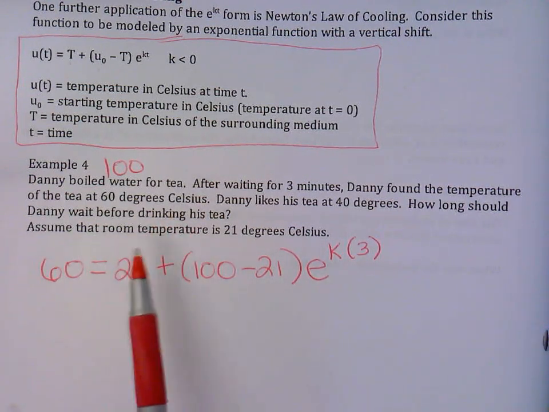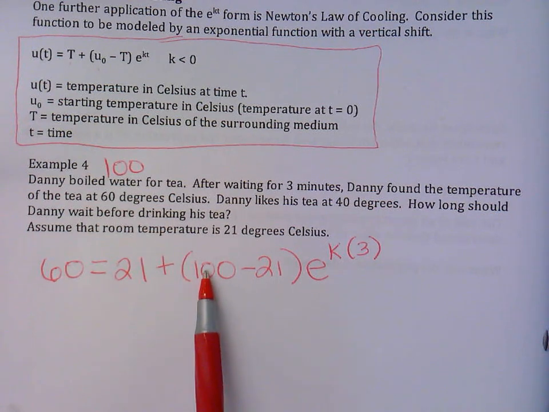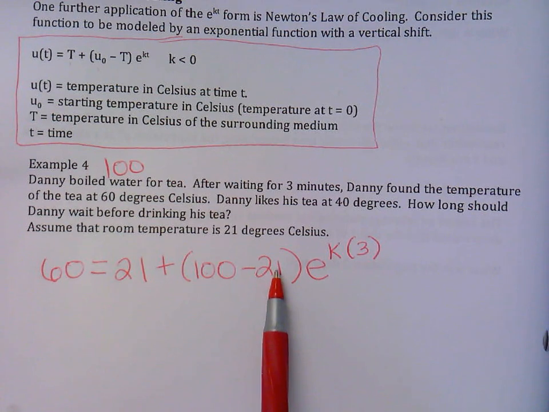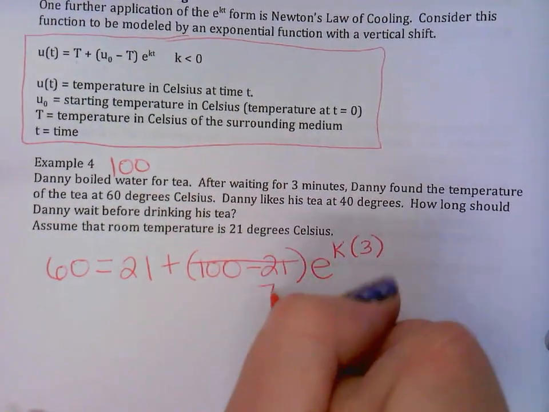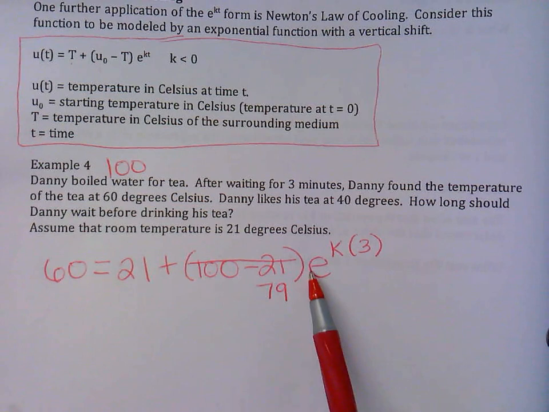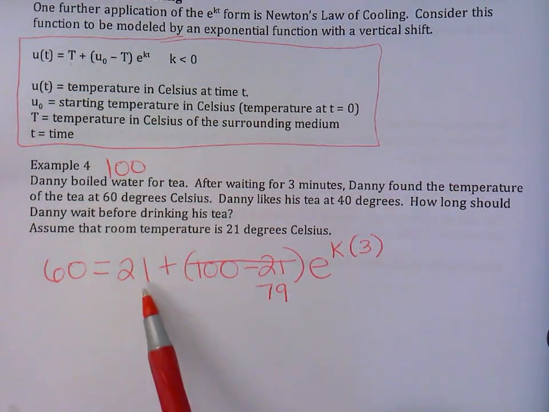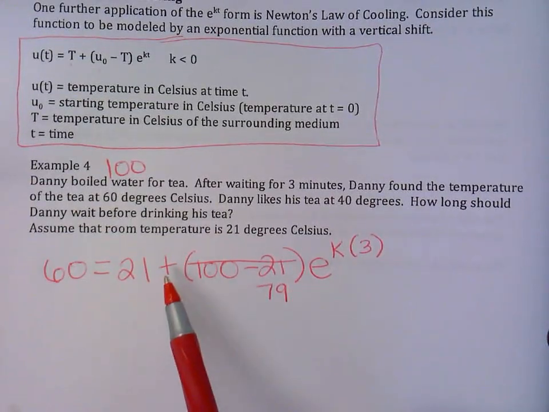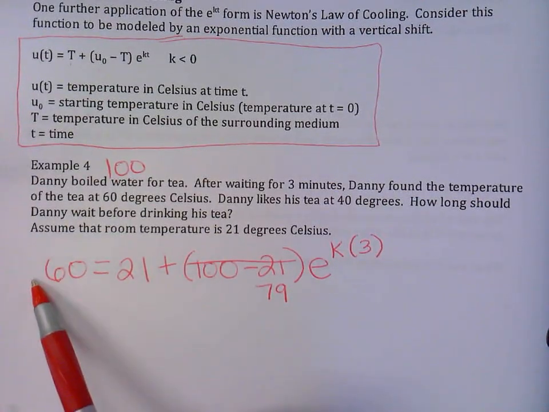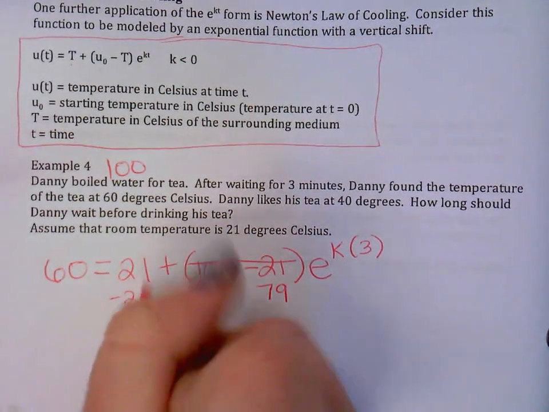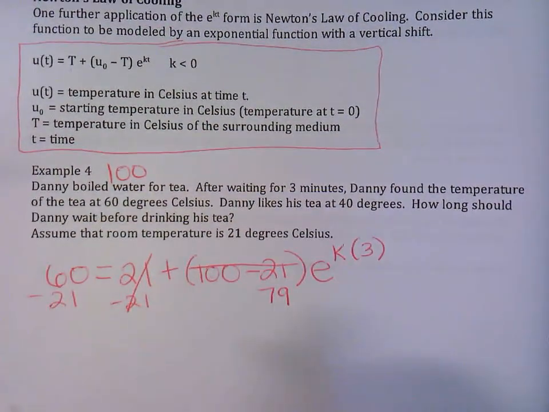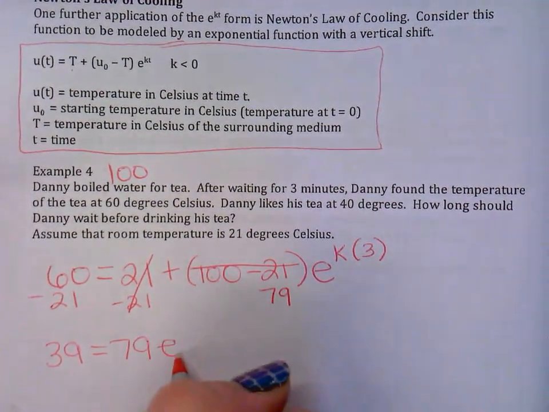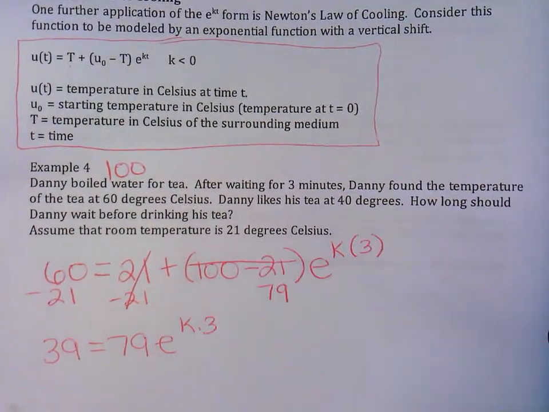So let's do order of operations correctly here. I first do parentheses, right? So 100 minus 21, is that 79? Okay, but 79 is linked to the e. So I can't add 21 plus 79 because this is multiplication over here. So my next step would be to subtract 21 to the other side of the equation, right, to get rid of it. So that would be 39, right? So 39 equals 79e to the k times 3.